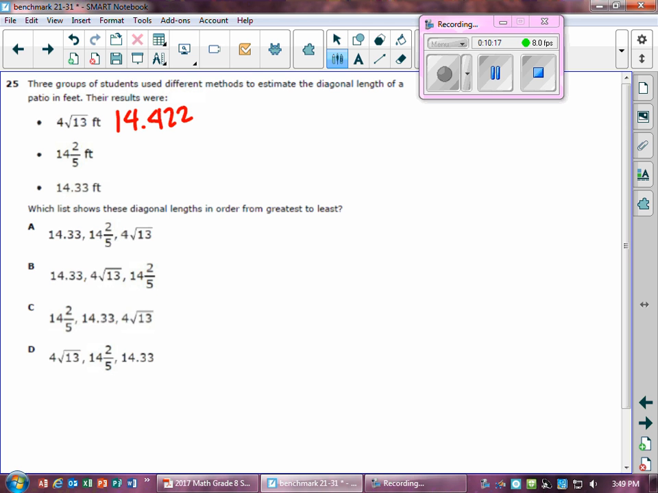Then the next one is 14 and 2/5, so we know the whole number is 14 point, and then 2 divided by 5 gives you 0.4. And remember, behind that 4 are zeros, so don't get confused. And then we have the already decimal 14.33. Now the first thing I noticed is that they all have 14 as their whole number, so that's when I have to look at my decimal place.